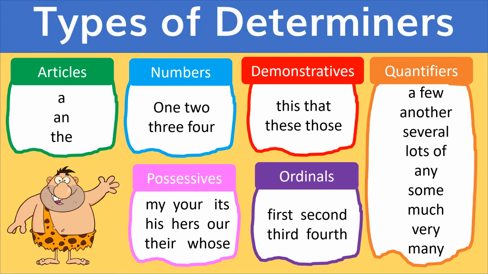Demonstratives are determiners. These include this, that, these, and those. Quantifiers are also determiners, such as a few, another, several, lots of, any, some, much, very, and many. Possessives are a type of determiner. My, your, its, his, hers, our, their, whose. Or ordinals, such as first, second, third, fourth, and so on.